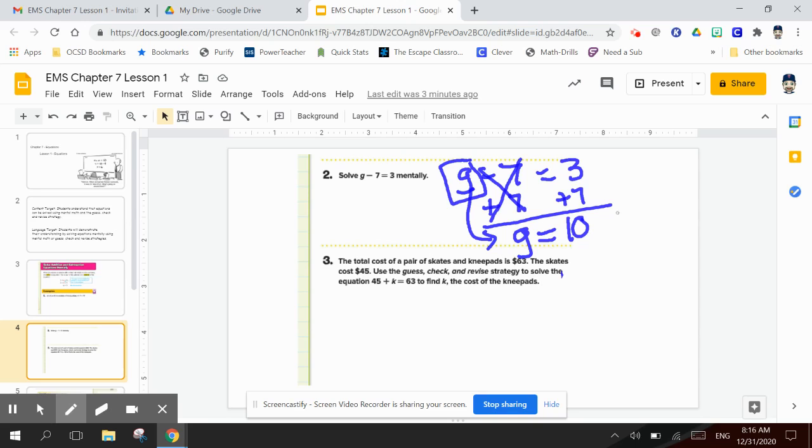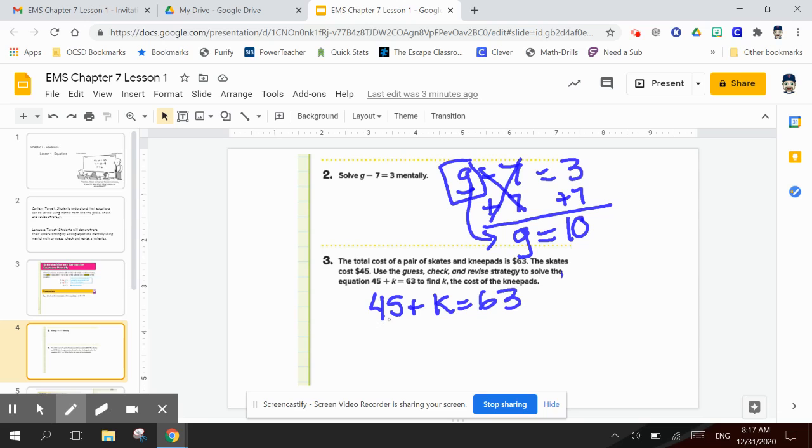Example 3 says the total cost of a pair of skates and knee pads is $63. The skates cost $45. Use a guess, check, and revise strategy to solve the equation 45 plus k equals 63 to find the k, which is the cost of the knee pads. So 45 plus k equals 63.